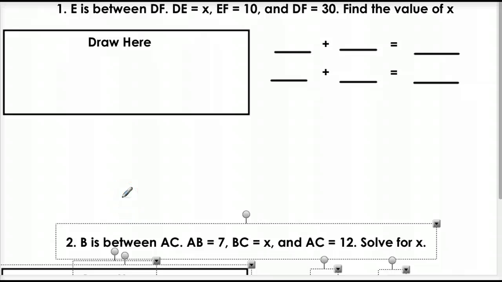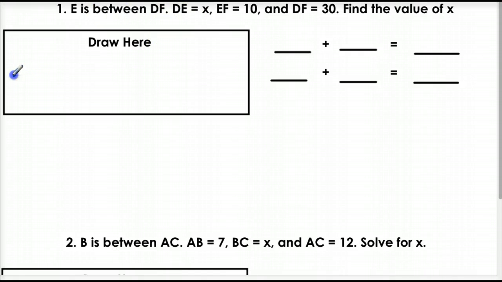Okay, let's look at some more challenging practice problems here. We know E is between D and F. Let's start by drawing it. We know that's the first step. Once again, I'm going to cheat a little. You take out your ruler. I'm going to use this sweet little tool I have right here. All right, E is between D and F.